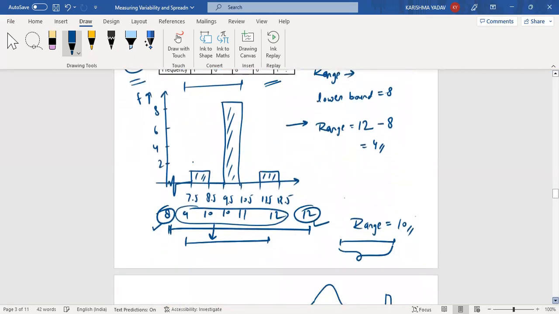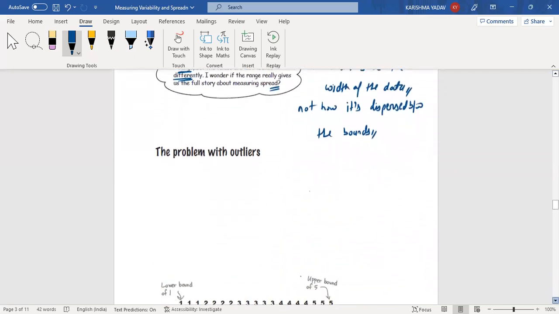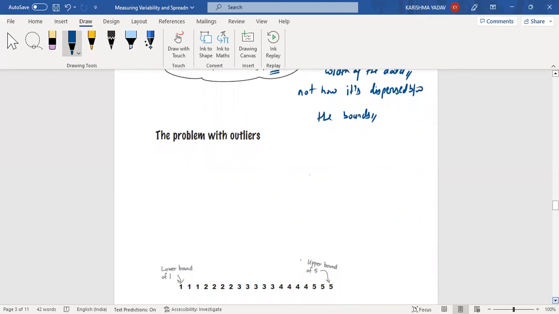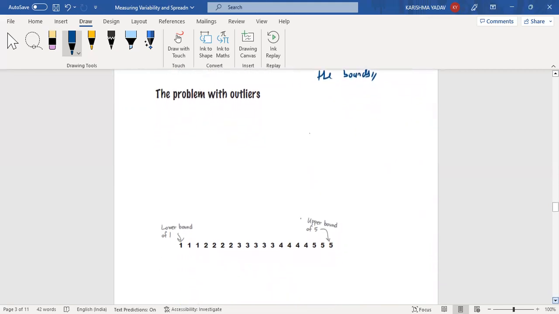Now let's look at how these outliers affect us. Range is a very simple way of saying what the spread of a set of data is, but it's often not the best way of measuring how the data is distributed within that range. Now if our data has outliers, let's look at this. Imagine this is the set of data that we have.